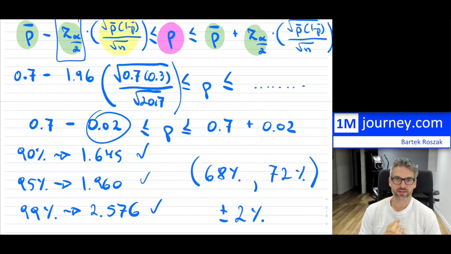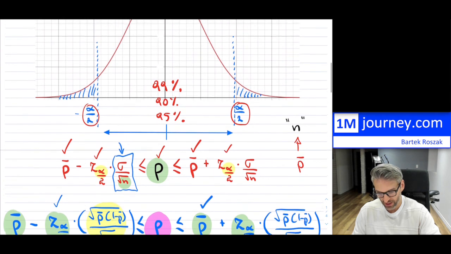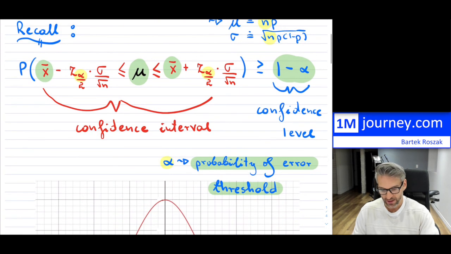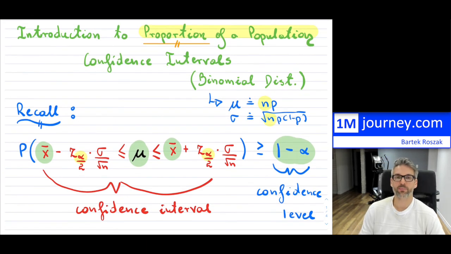Now, this is on a confidence level of 95%. If you change the confidence level, these are going to be different. All right, so that was another introduction related back to calculating confidence intervals with regard to these proportion of a population questions, which relate back to binomial distributions.